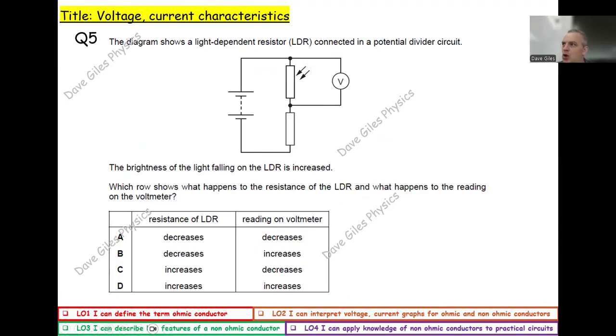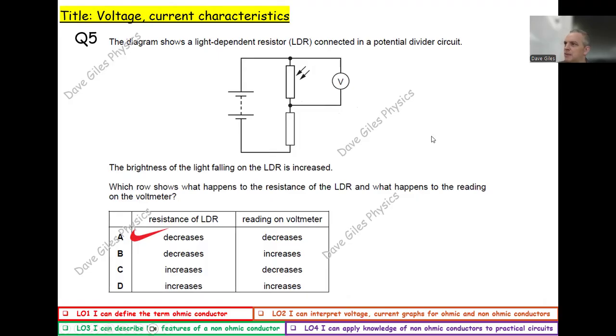So we talked about earlier, as the brightness increases, the resistance decreases. So we know it's either A or B. If I've got less voltage here, that means I've got more voltage here instead. So the reading on the voltmeter is also going to decrease. So the answer is therefore A.